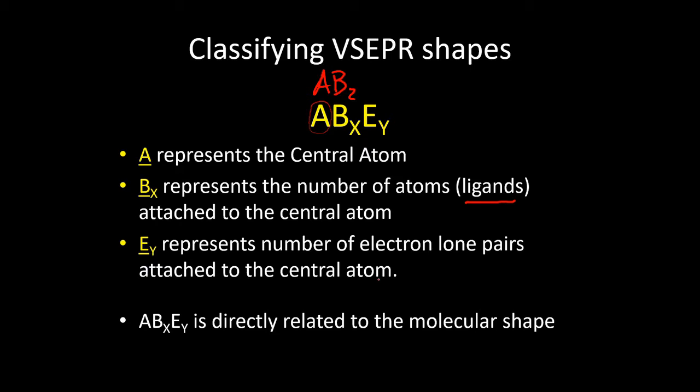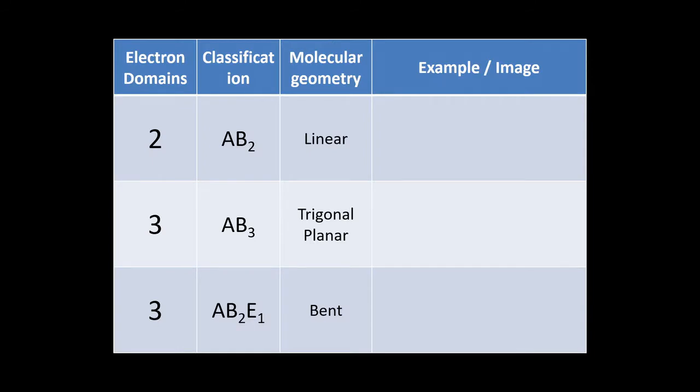And then E represents the number of lone pairs. So if we had 2 lone pairs, then it would be E2. And so then the whole thing would be AB2E2. 2 things bonded, 2 lone pairs on the central atom. And these numbers, the number of lone pairs and the number of things bonded, directly relate to the shape of the molecule. So let's look at some examples here.